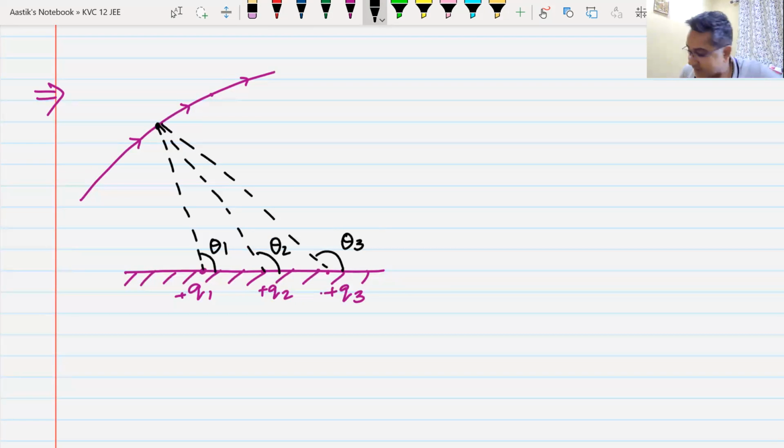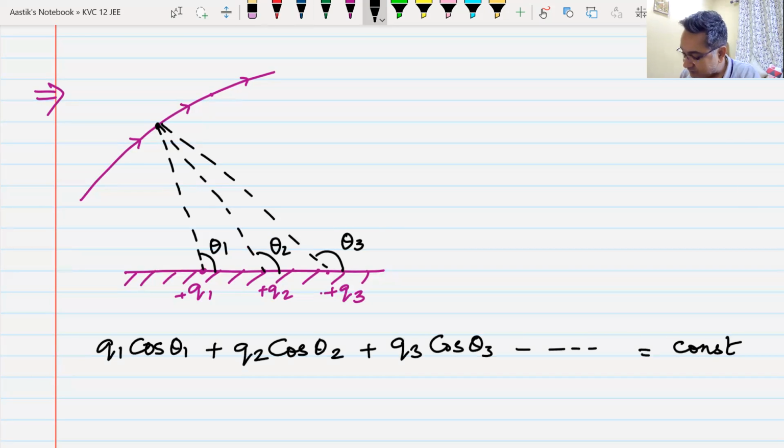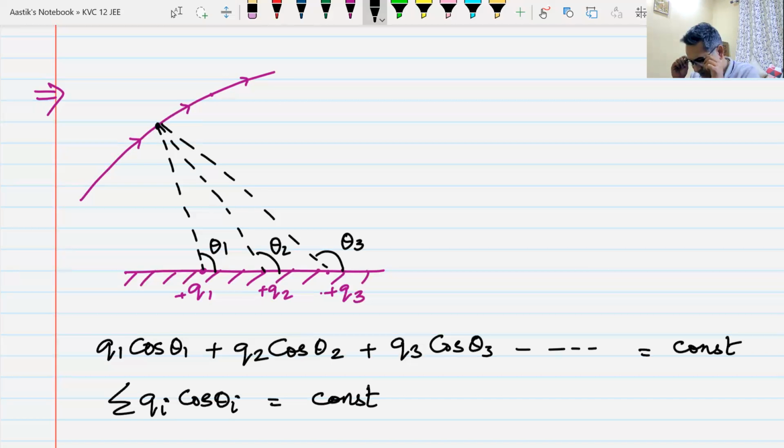So you must remember that, without any proof, Q1 cos theta1 plus Q2 cos theta2 plus Q3 cos theta3 and so on is a constant. Basically, I want to say the summation of Qi cos theta i is a constant. Remember this without any proof.